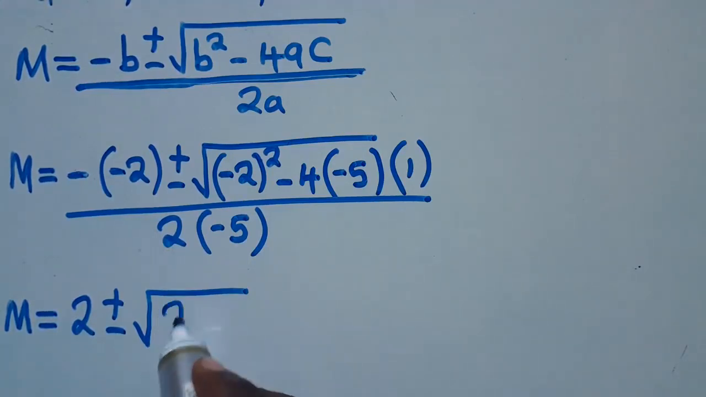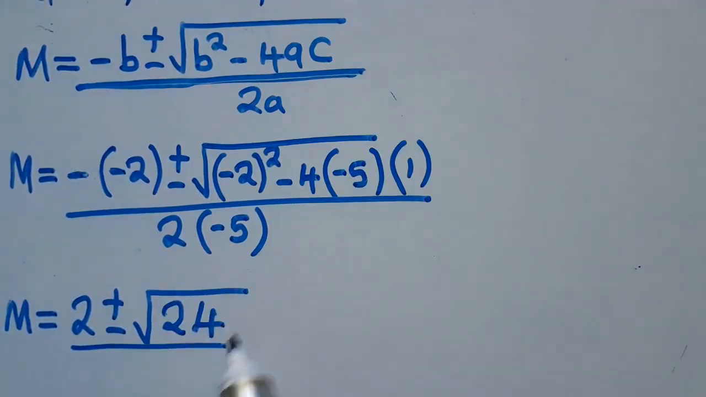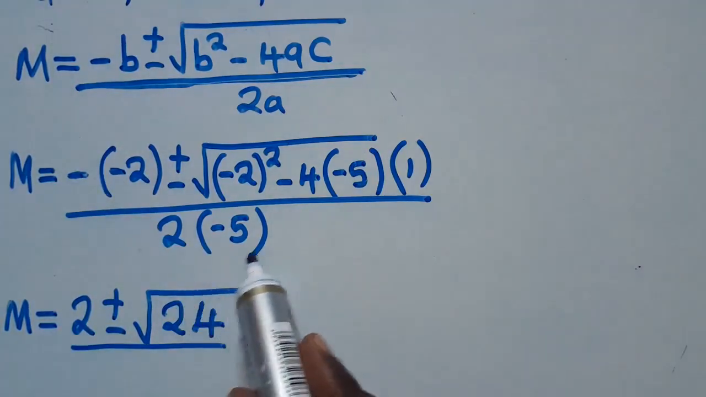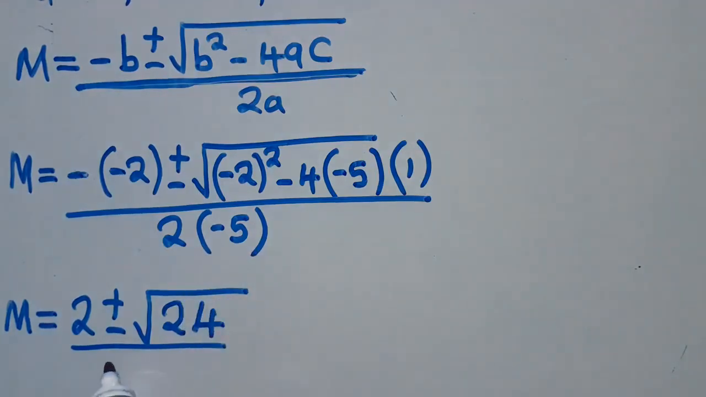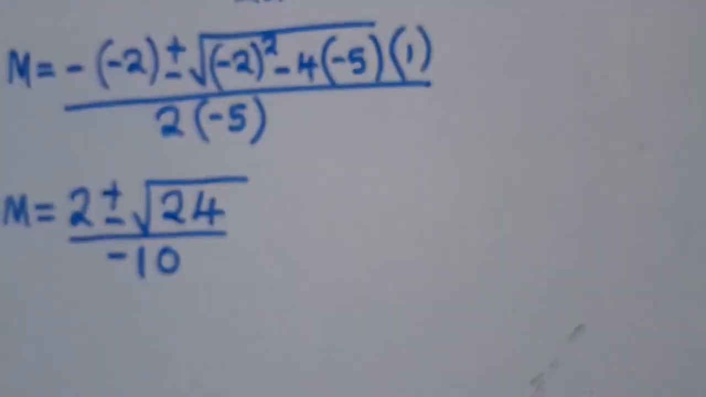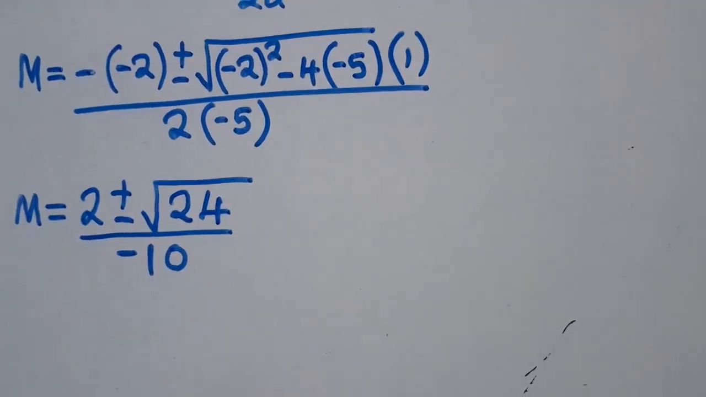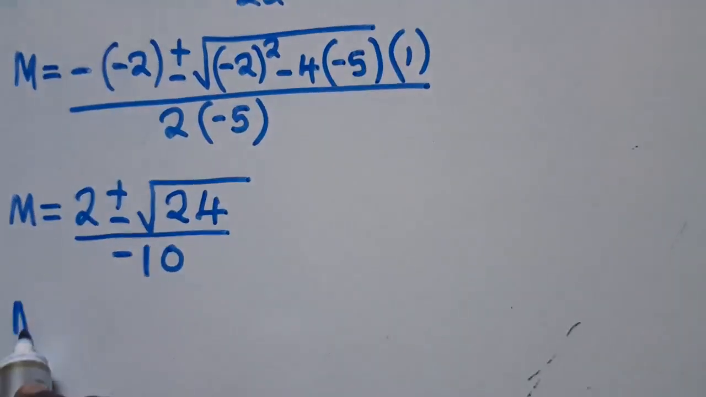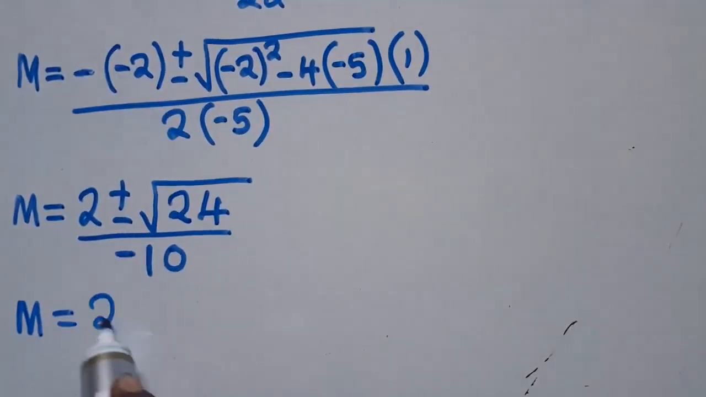The answer will be 24. You put your 24 there nicely. You say over. Over what? Here, when you multiply, what are you getting? Negative 10. This is what you are supposed to do. From here now, the next thing you need to do, you say M is equal to 2 plus or minus.